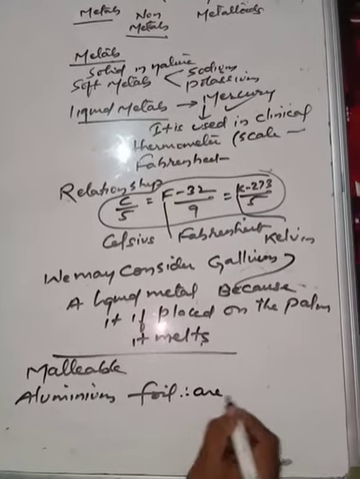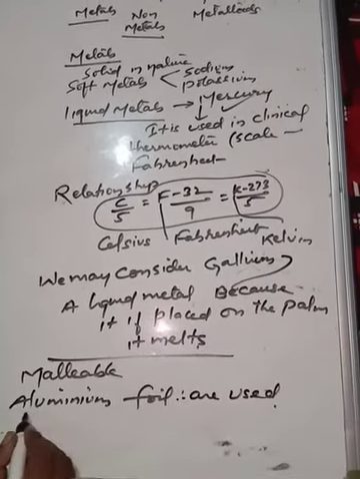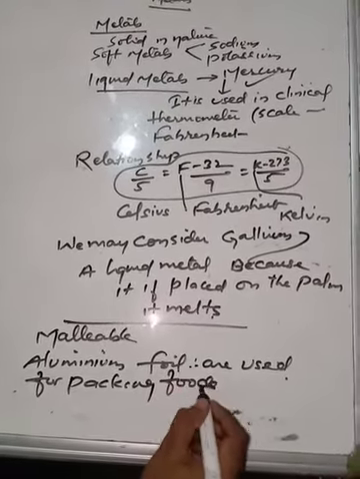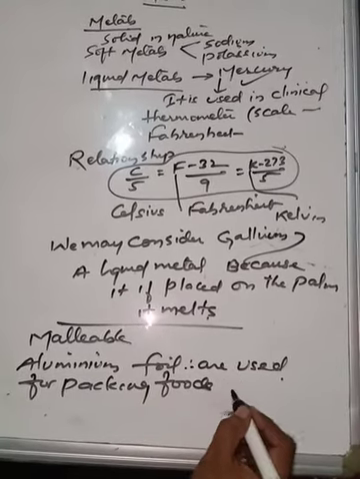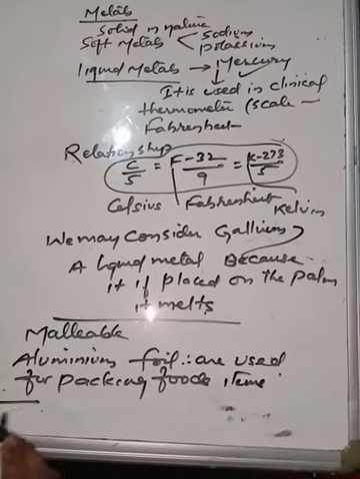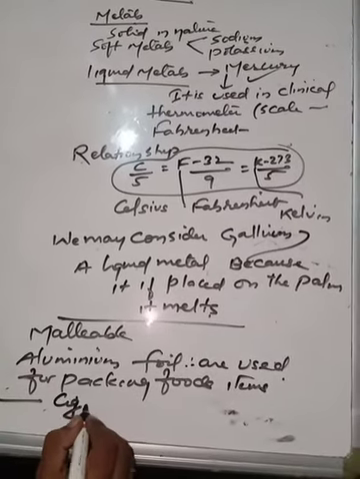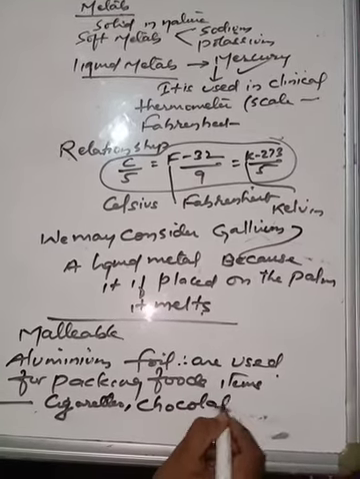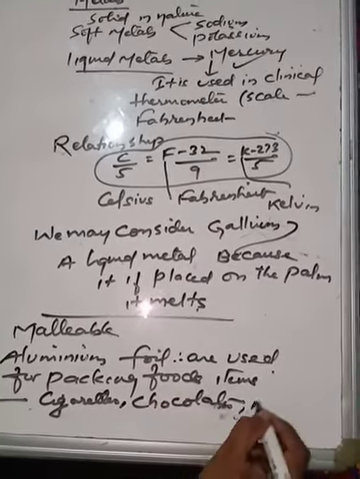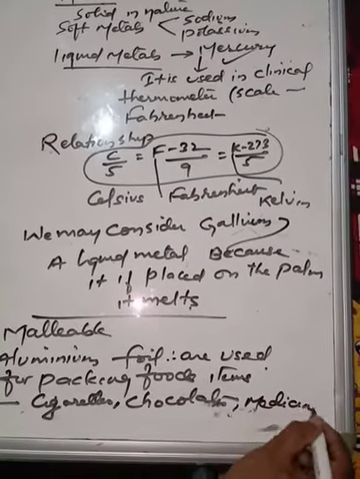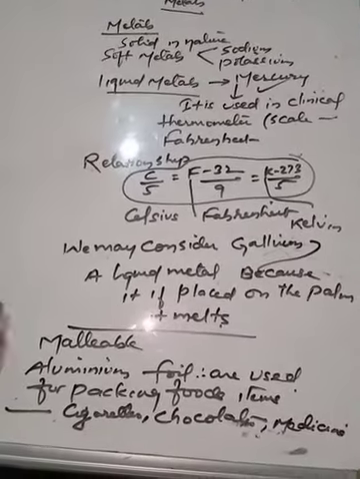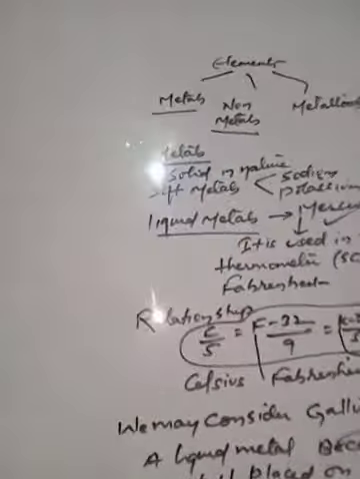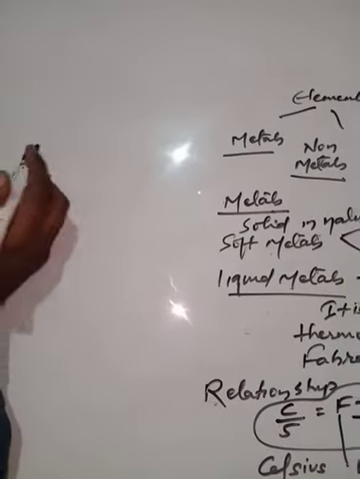So aluminum foils are used for packing foods, junk foods or regular food items, cigarettes, chocolates, and medicine wrappers are very common. So these are the uses of malleability. They are spread into sheets, and after spreading into sheets, the tablets are placed, and again other sheets wrap it off. That is the property of metals.